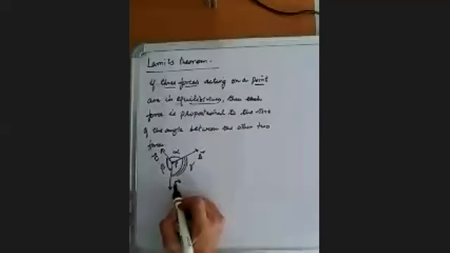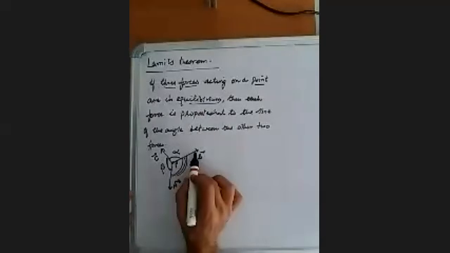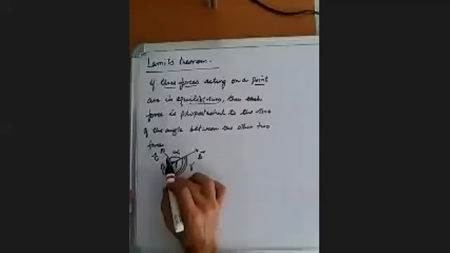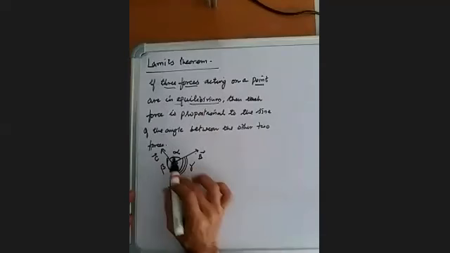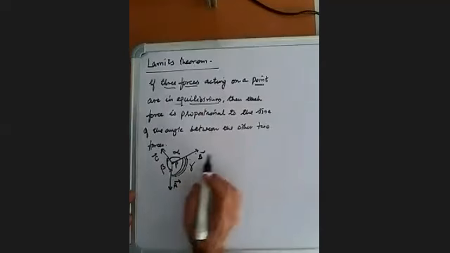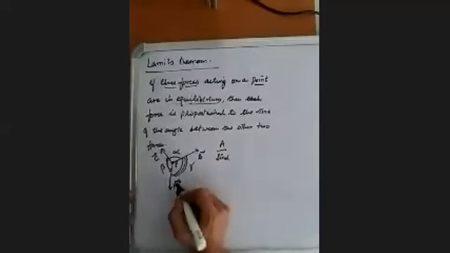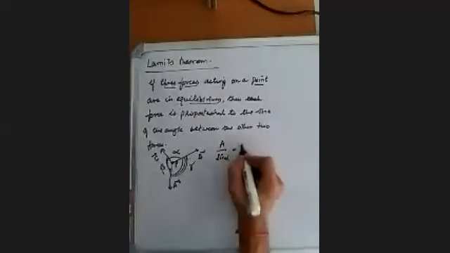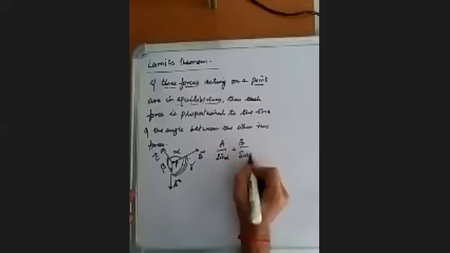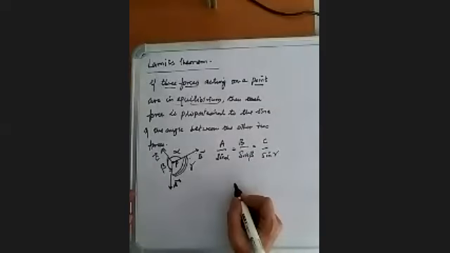Then force A is proportional to the sine of the angle between the other two forces, that is alpha. Force B's magnitude is directly proportional to the sine of the angle between the other two forces, that is beta. And force C is proportional to the sine of the angle between A and B, that is sine gamma. So we can write A divided by sine alpha, the ratio of force A and the opposite angle, is equal to B divided by sine beta, is equal to C divided by sine gamma. So that is the statement of Lami's theorem.